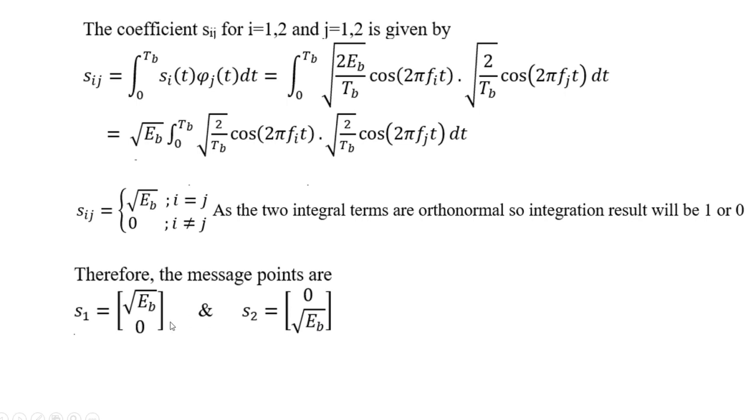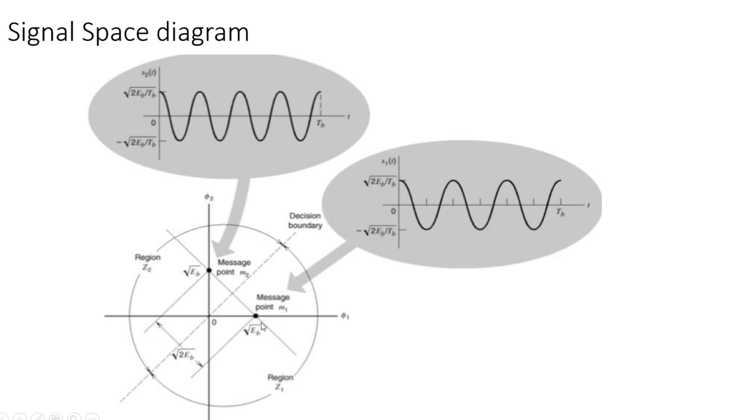So now these are the signal points for the signal space of the BFSK signal. The signal point of S1 of t is (root Eb, 0), and for S2 of t it is (0, root Eb). So the message point for S1 of t is on the phi 1 axis at root Eb, and on the phi 2 axis it is 0. Similarly, the point for S2 of t has phi 1 component 0 and phi 2 component root Eb. So it is the signal space diagram of the BFSK signal.